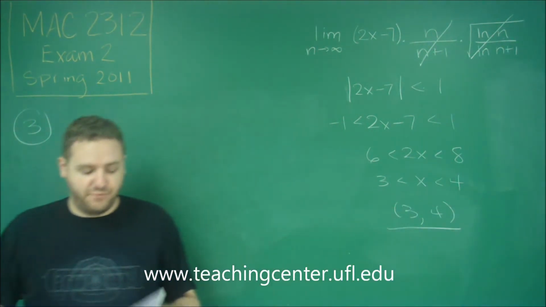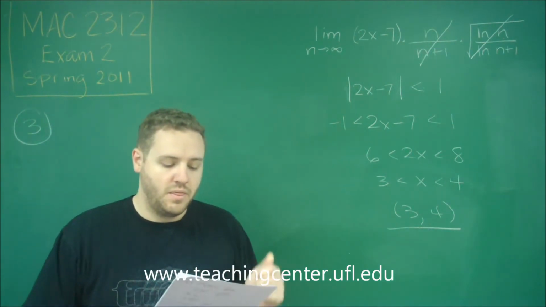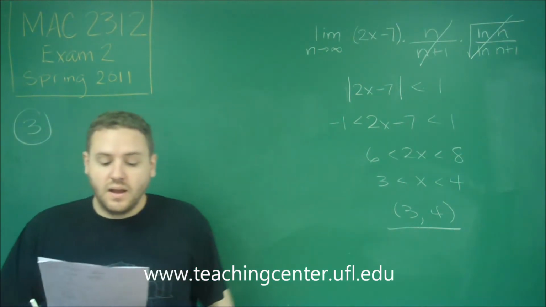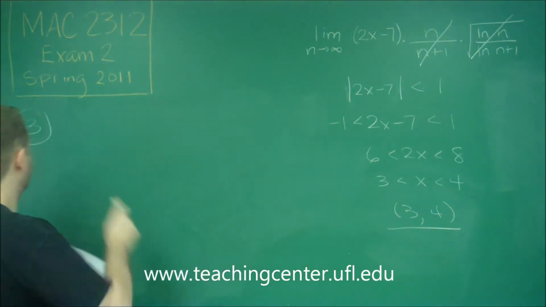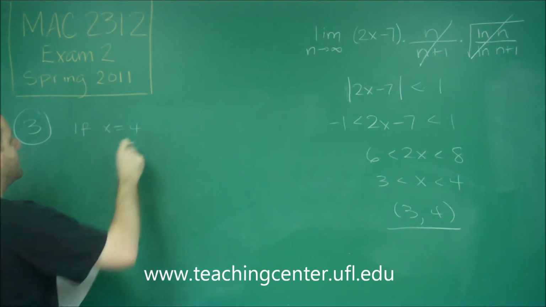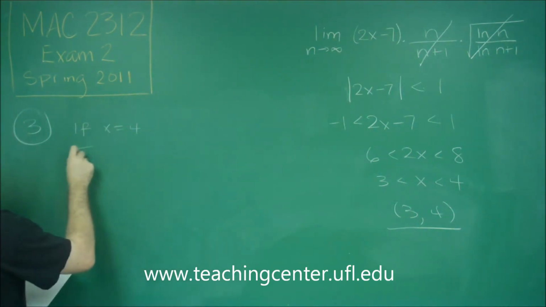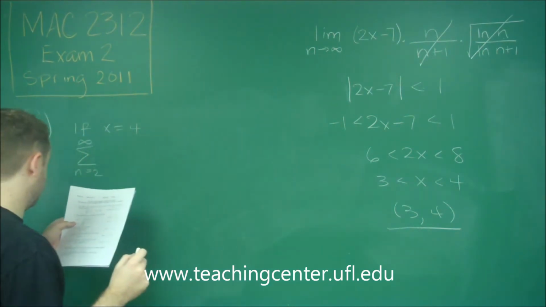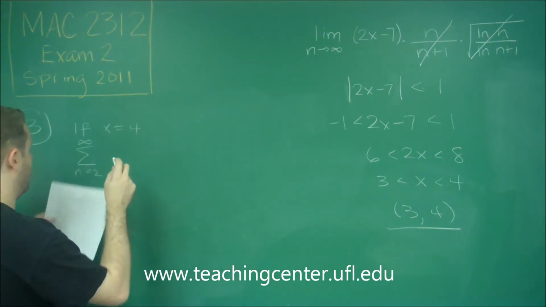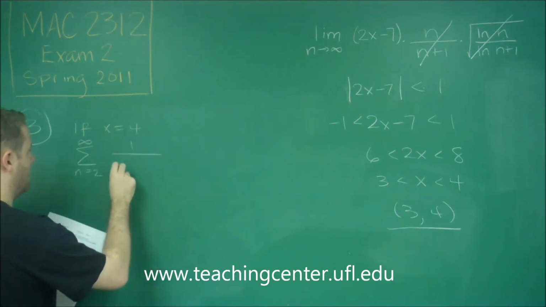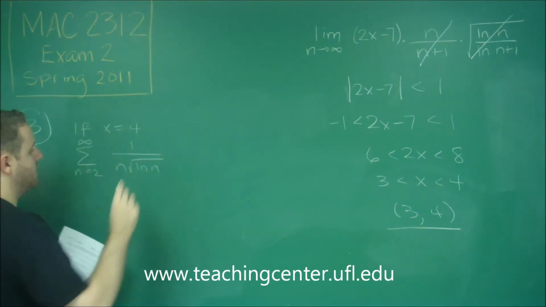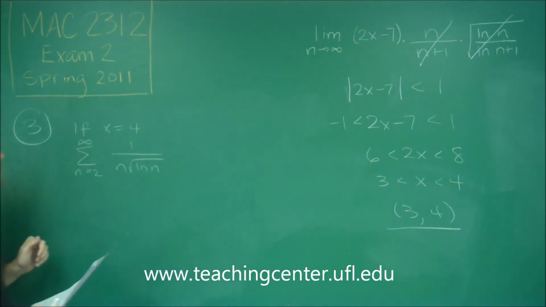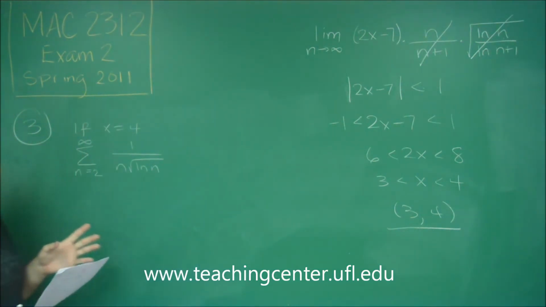Okay, let's take a look at 4 first. If x is 4, then that top part of our series, which I just erased, is going to be 1. So if x equals 4, the top of our series is just 1, so now our series looks like this. n equals 2 to infinity, we're going to have 1 over n square root ln n. So this series we need to evaluate, does this converge or diverge?